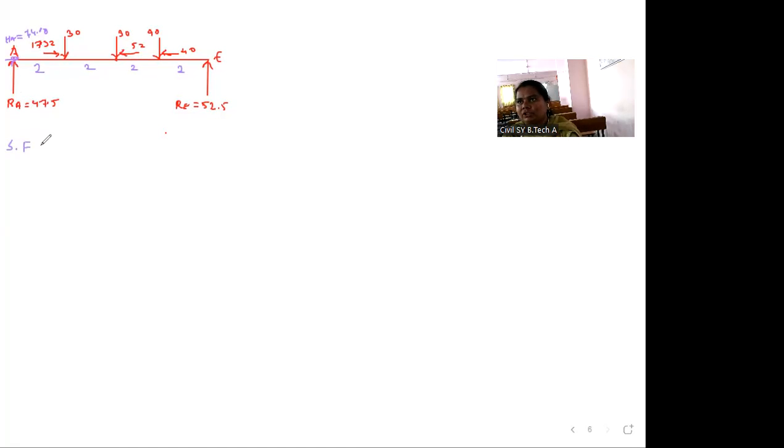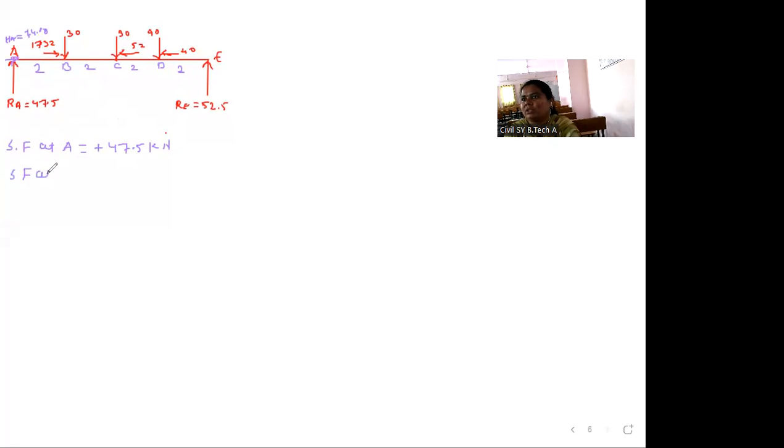Shear force at A is equal to, upward forces we will consider positive, so plus 47.5 kilonewton. After that, in between A to B, there is no any force. So we will calculate at B.